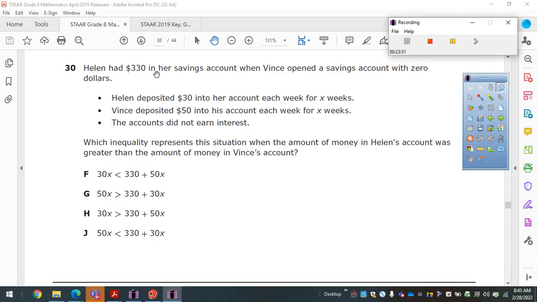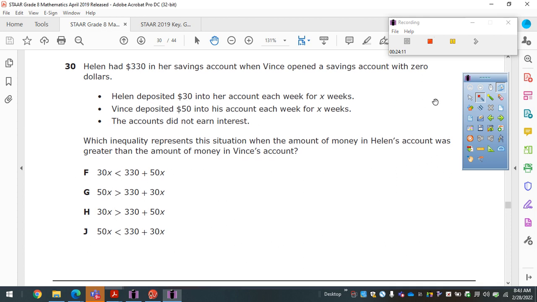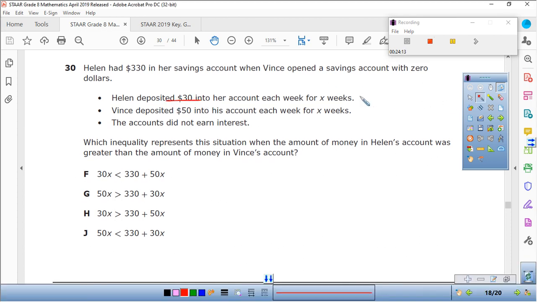Let's go read this one. So Helen had $330 in her savings account when Vince opened a savings account with a zero amount of dollars. So those are your B's, if that makes sense. That one starting off with $330. This one starting off with 0. Make sense? Okay, Helen deposited $30 into her account each time. So what's hers, guys? What's this one right here? Just in case you don't get it, it's going to be $300 that she starts off with, plus the 30x, because she's depositing $30 into her account. What's this guy starting off with? 0, but what is he adding every week? 50x.